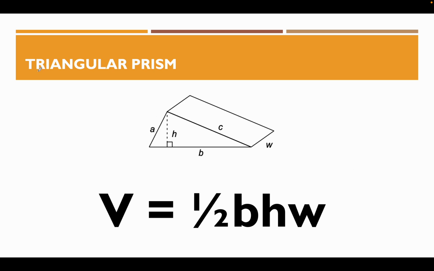All right, we will now look at some triangular prisms. The triangular prism is a prism where the base is a triangle. So we see this triangle here. We're going to do 1/2 base times height. This gives us the area of the triangle, and then we multiply it times W, which is the space between the two bases. That's how much space we need to fill up. So we're going to multiply that area of the triangle, 1/2 base times height, times W.